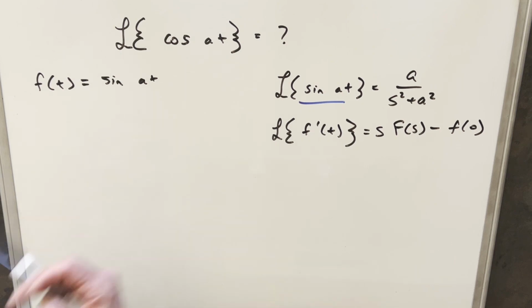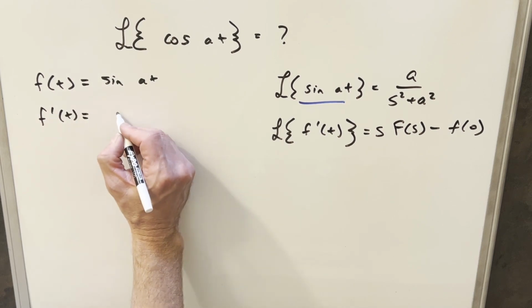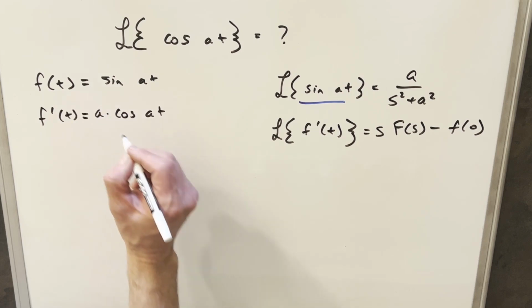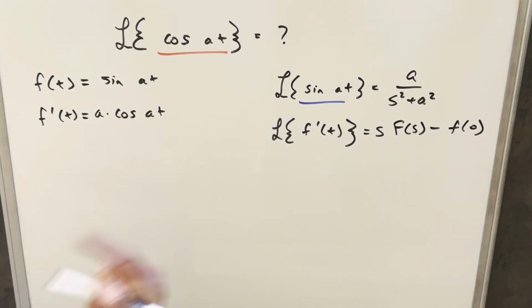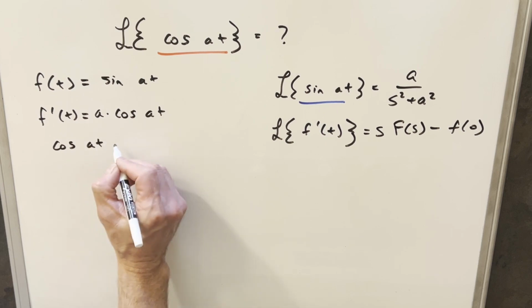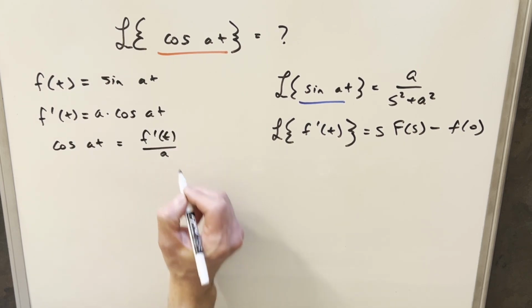And the reason for doing this is because the derivative of sine is just cosine. So if we get our f prime of t value, this is going to be cosine at, but with the chain rule, we need to bring an a out front here. But because what we're looking to do is find the Laplace of cos at, let me just isolate cosine at by dividing by a on both sides. So we can say cosine of at is going to be f prime of t over a.